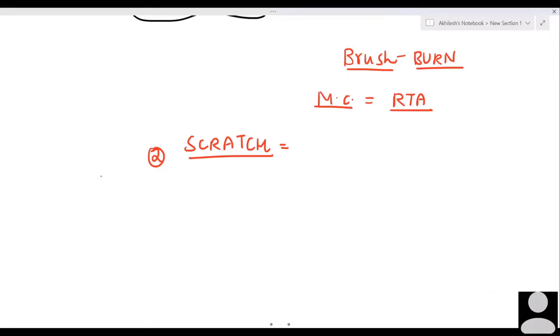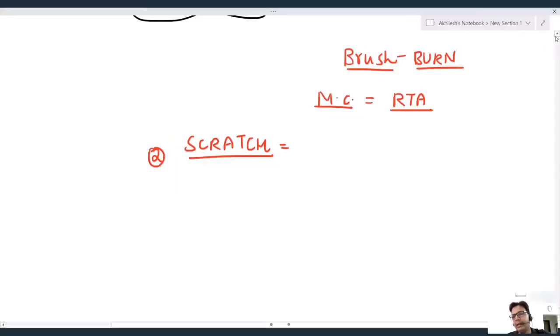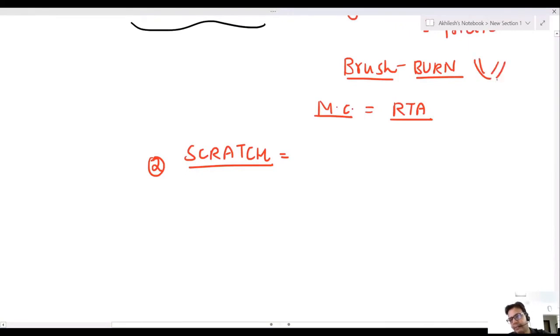What is brush burn? This is what we call brush burn. It looks like a brush, as in the image I showed you. It looks like a brush and it gives a burning sensation. When you are dragging over the ground, there are chances of burn, chances of abrasion. You can see the shape looks like a brush. That's why it is known as brush burn.